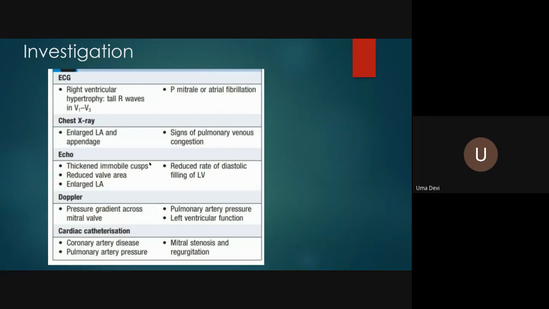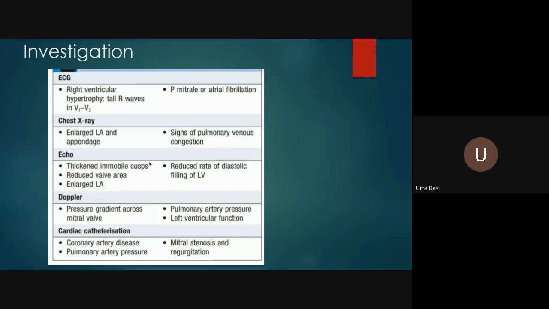Now in chest X-ray, what are the features you will see is you can have a straightening of the left heart border, that is because of enlarged LA appendage, and you will have signs of pulmonary venous congestion. What are the signs of pulmonary venous congestion? You can have an inverse mustache sign, that is the pulmonary vessels will be prominent in the apical region, and you can have curly B lines near the periphery, that is vertical short lines because of interstitial edema. So that features will be there in chest X-ray.